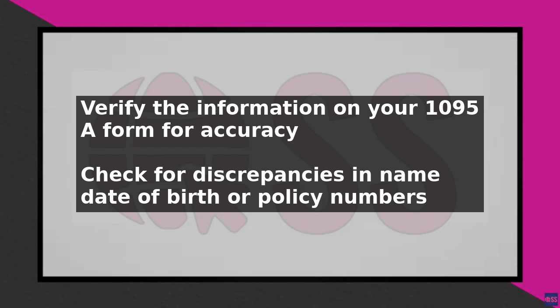Step 2. Verify the information on your 1095-A form, ensuring it matches the information on your tax return. Check for any discrepancies in your name, date of birth, or policy numbers. If you find any errors, correct them and try to e-file again.